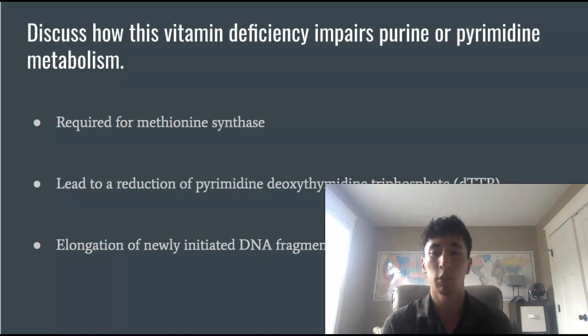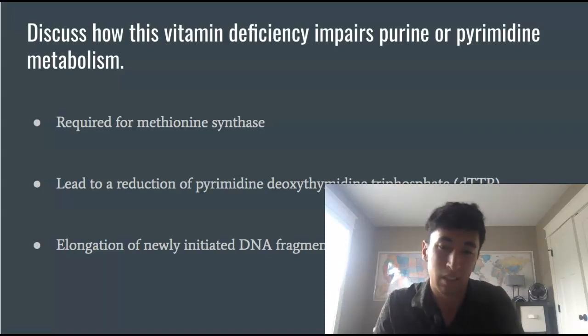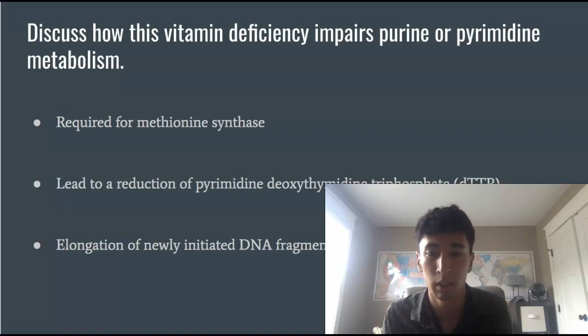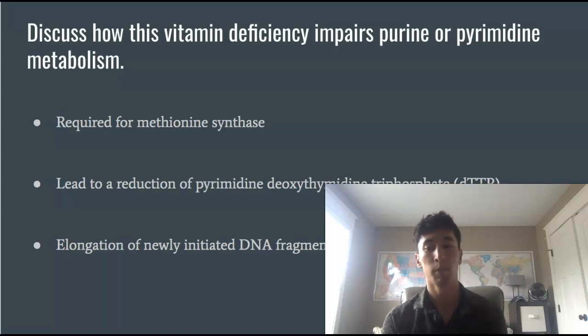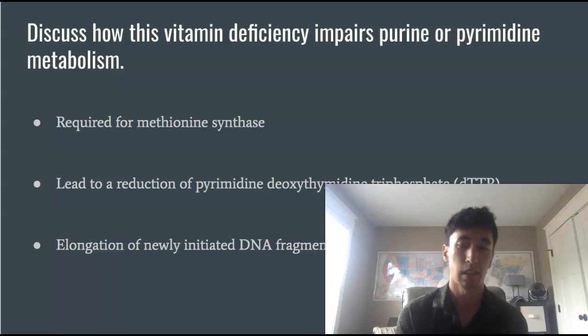A vitamin B12 deficiency can also lead to the reduction of pyrimidine, or dTTP. Deficiency decreases the amount of the coenzyme 5,10-methylene tetrahydrofolate needed for thymidylate synthetase. Elongation of the newly initiated DNA fragments can be inhibited due to that B12 deficiency as well. The deficiency can prevent the gap filling that is required, as the concentrations of the deoxyribonucleoside triphosphates are not at the required level.